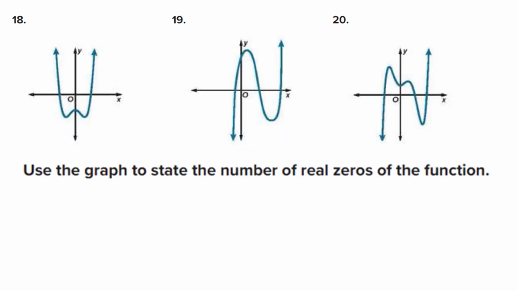So simple. In a similar way, we will now count for question 18, 19 and 20. So 1 and 2. There are 2 times the graph crosses or touches the x-axis. Therefore, the number of real zeros for the function in question 18 is 2. The number of real zeros for question 19 is 3. And the number of real zeros for question 20 is also 3. So just count carefully how many times the graph touches or crosses the x-axis, and that will give you your answer for the number of real zeros.